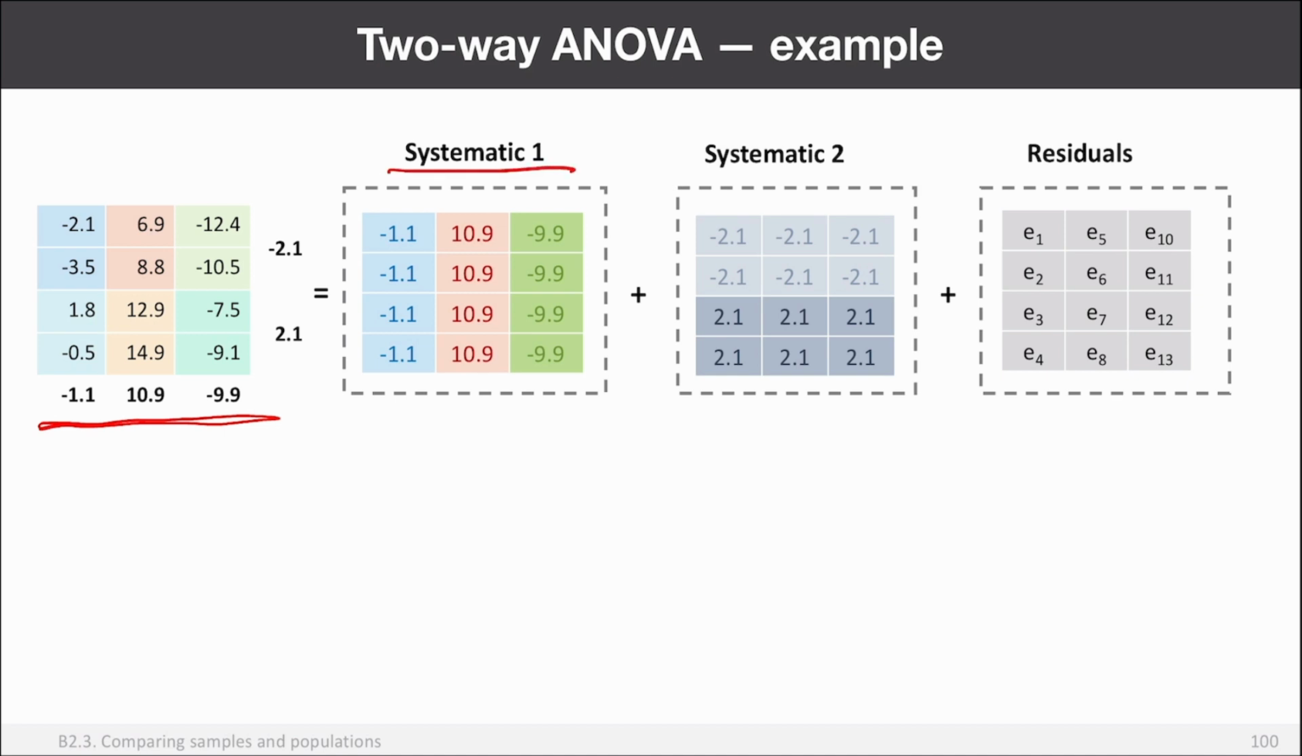So here we have systematic term. You can see that minus 1.1, 10.9, minus 9.9 here, right? This is the systematic effect from the temperature. Again, I use minus 2.1 here because I have minus 2.1 as average outcome when I use temperature 120, and 2.1 when I have 2.1 as the average for temperature 160. And the meaning of this is following. When I use temperature 120, by average, I have 2.1 grams less than the grand average, right?